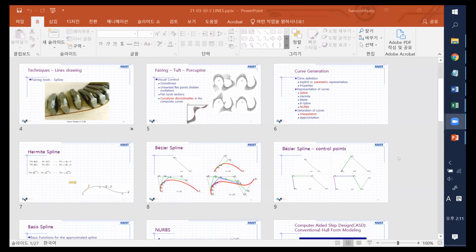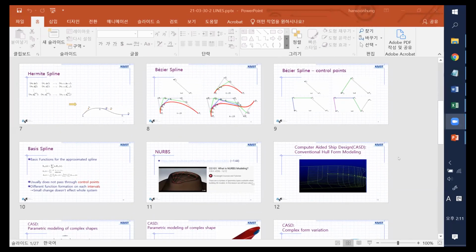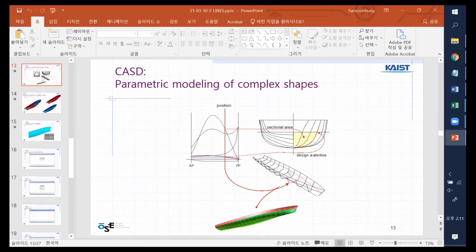Right? This is part 13. This one. Yeah, right? So what is your question again? Left upside graph. Right? I don't know what that graph is. That graph looks like a sectional area curve. So AP, it shows the AP and FP, right?